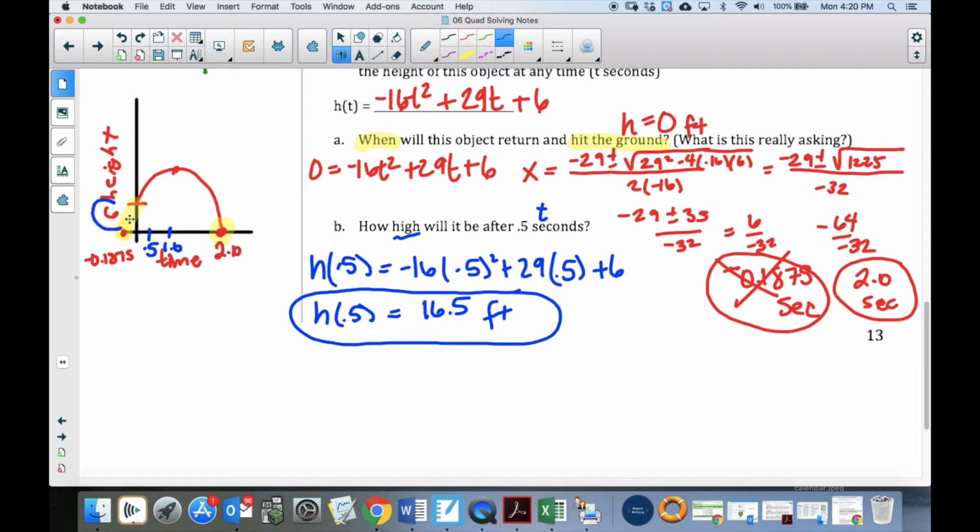It started at 6 feet high. We never did find the vertex, so we don't really know how high it is, but we're saying at 0.5 seconds, it's going to be right about here at 16.5 feet. That's what that's saying to us.